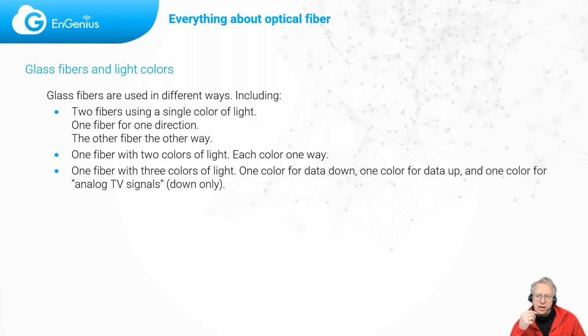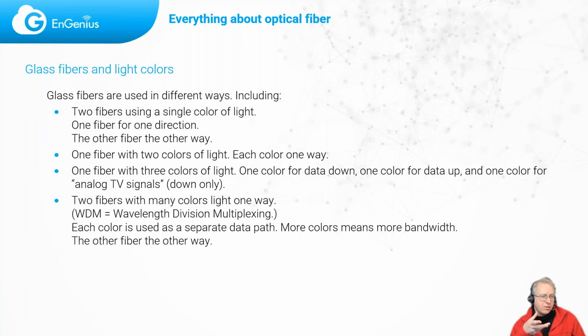There's also the ability to use one fiber with 3 colors of light. Then you have one color for data one way, one color for data the other way, and one color to modulate your analog TV signals, which in this case will be one way only to the customer. This is popular for some ISPs where they want to provide analog TV signals to customers and not do it purely using data.